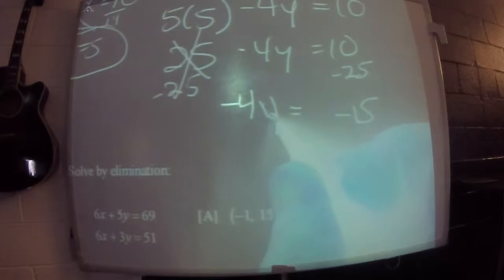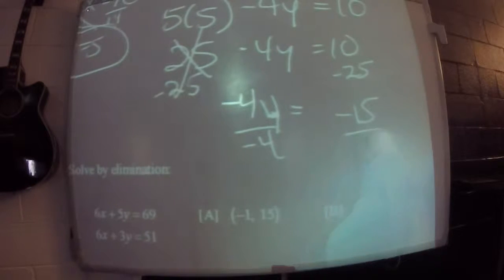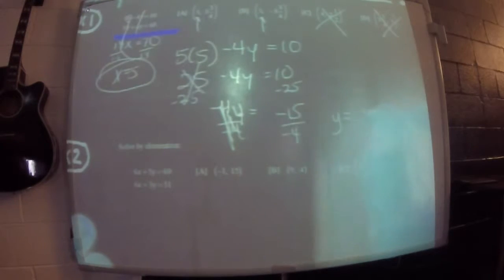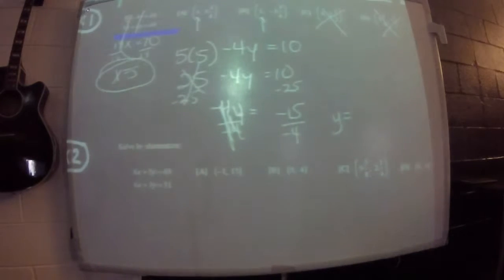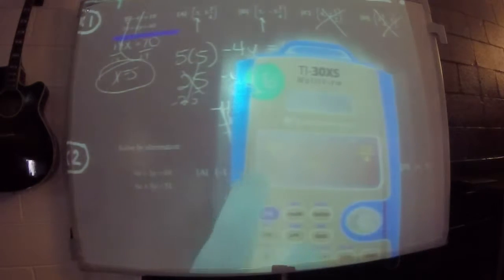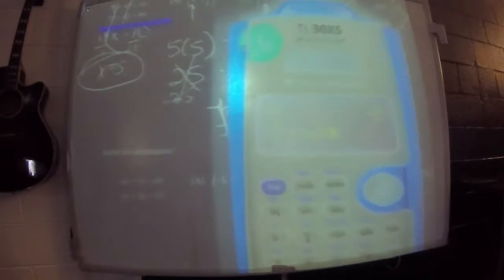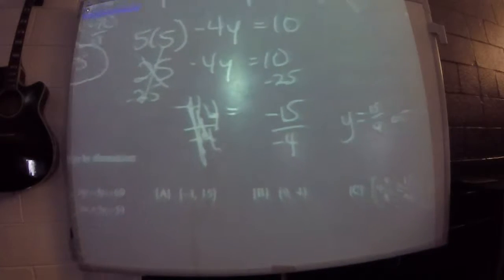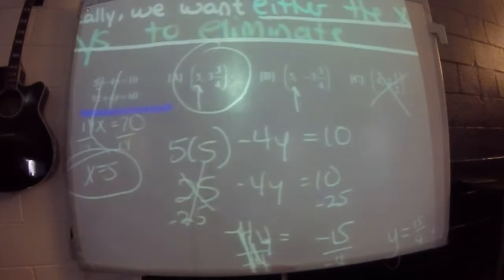And you divide by negative 4. If I divide by negative 4, I end up getting a positive number. It's y equals 3 3/4. So you got 15/4, or one way you could do it is convert it to 3 3/4. And that's what you have for answer A. So x was 5, y was 3 3/4.